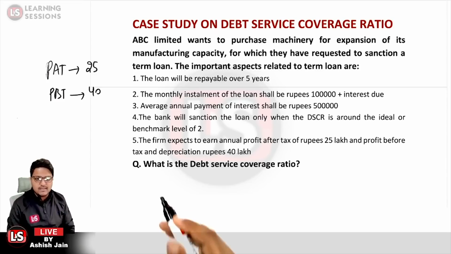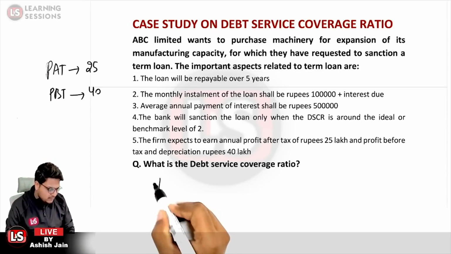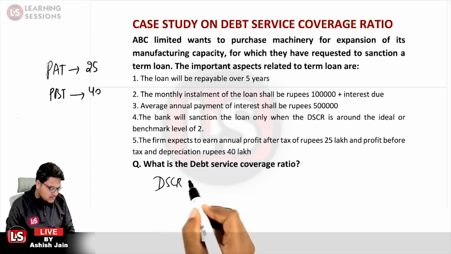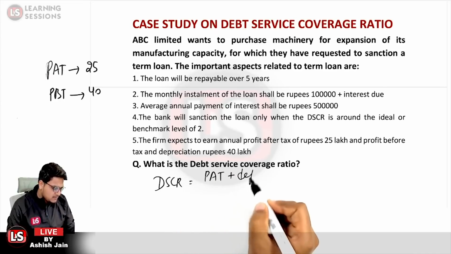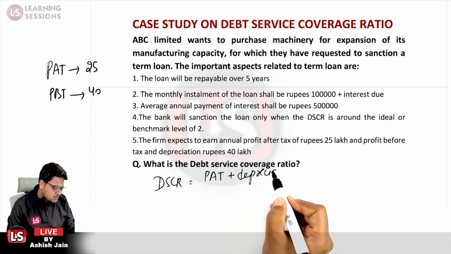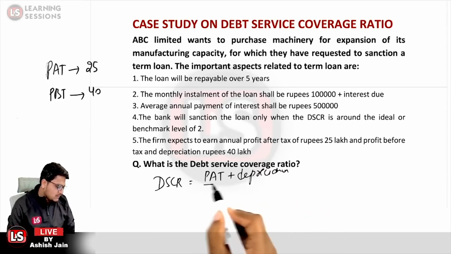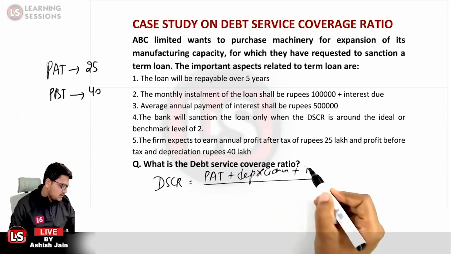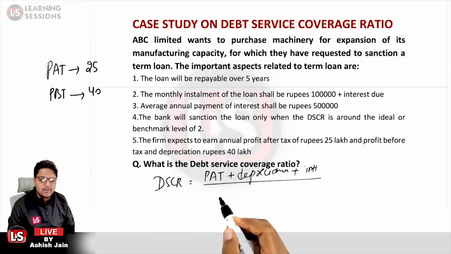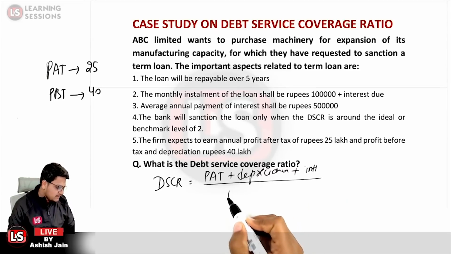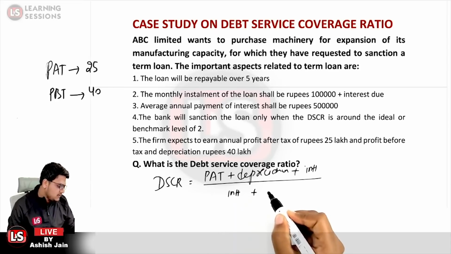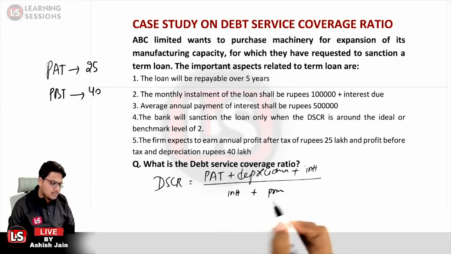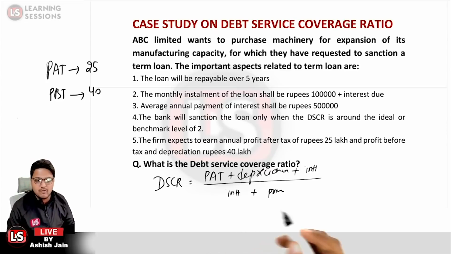So what is the formula for DSCR? The formula we will be using for the calculation is PAT, that is profit after tax, plus the depreciation, because depreciation is a non-cash expense, plus the interest component, divided by the annual interest plus the EMI amount or the principal amount to be paid. That is an annual amount that will be considered.